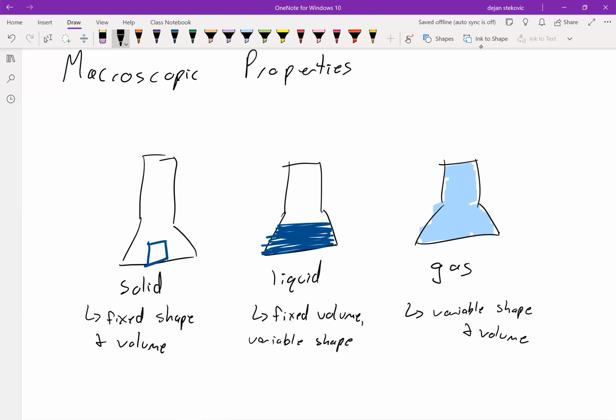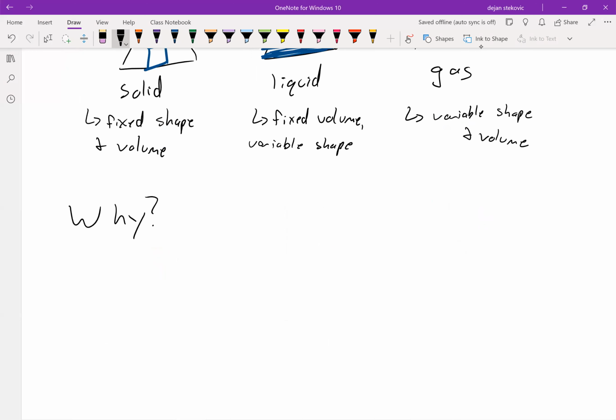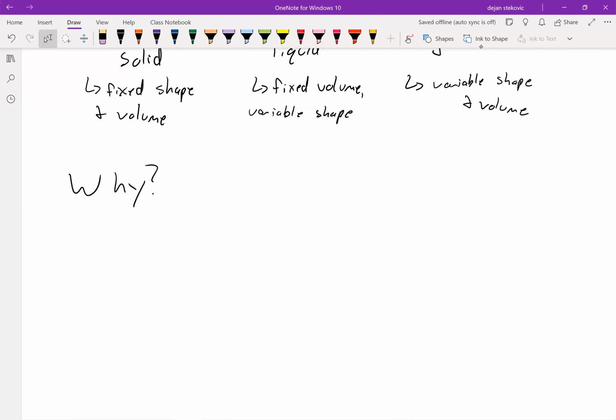So we see different macroscopic properties, and what we want to do as chemists is zoom in on the molecular level or the intermolecular level. So we might want to ask ourselves why. Why do solids have a fixed shape and volume and gases don't? And it all has to do with the arrangement of the molecules.